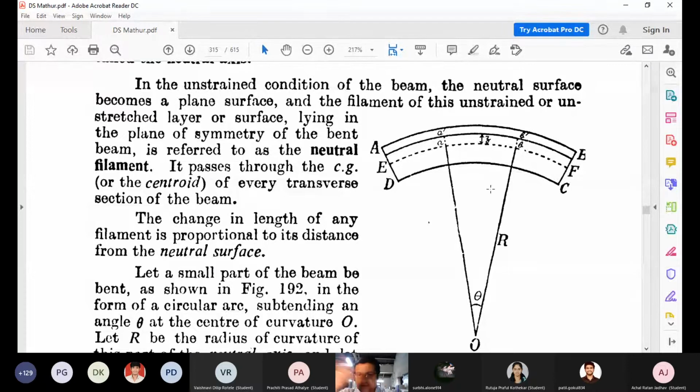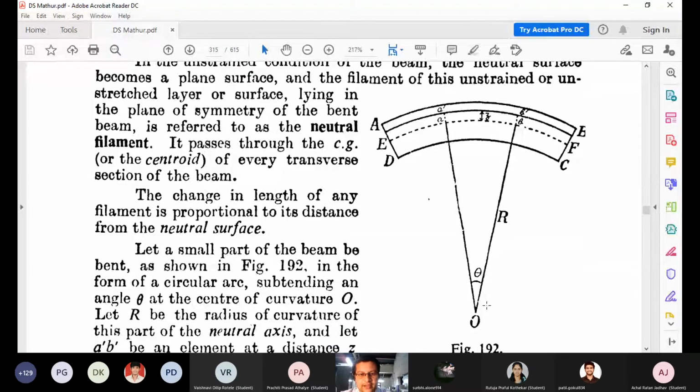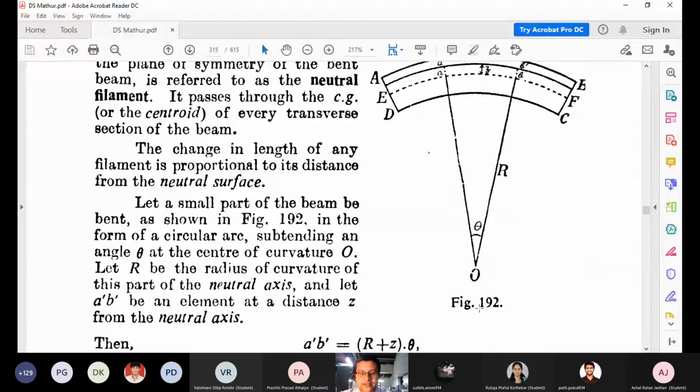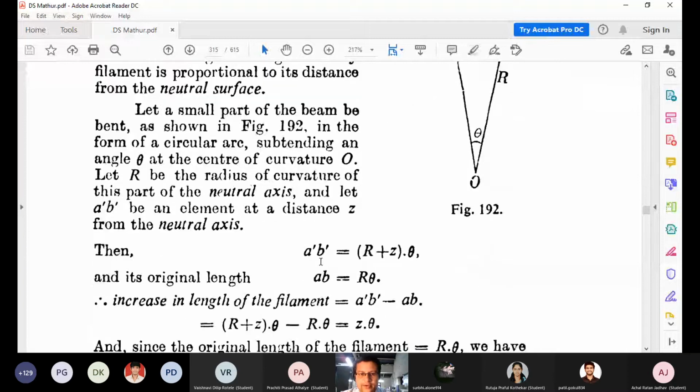and since the length is too large, remember that these shear stresses we need to neglect in such surfaces when we are talking about bending. So this bending is happening over here, and this A prime B prime you can write as R plus Z into theta, and the original length AB is equal to R theta.